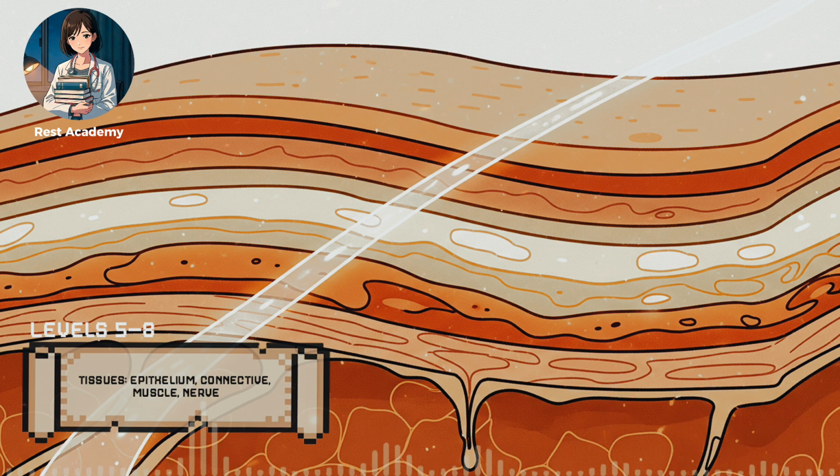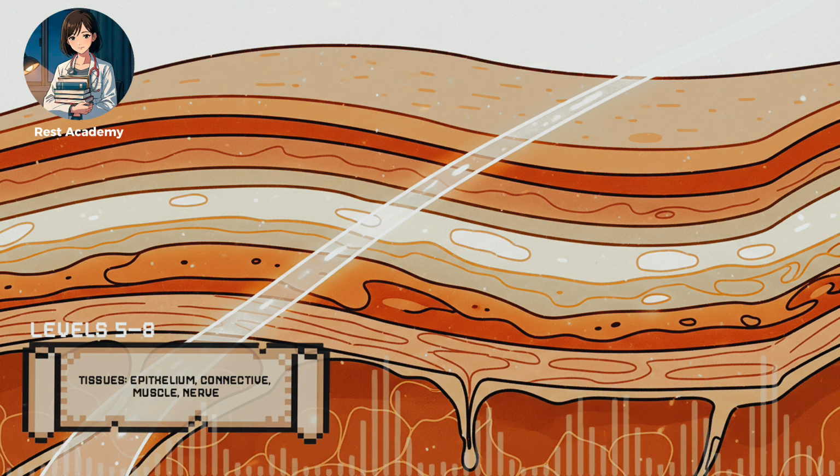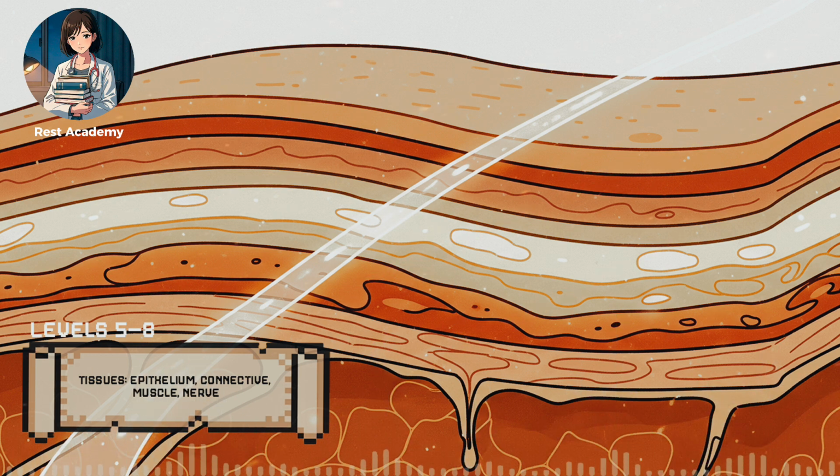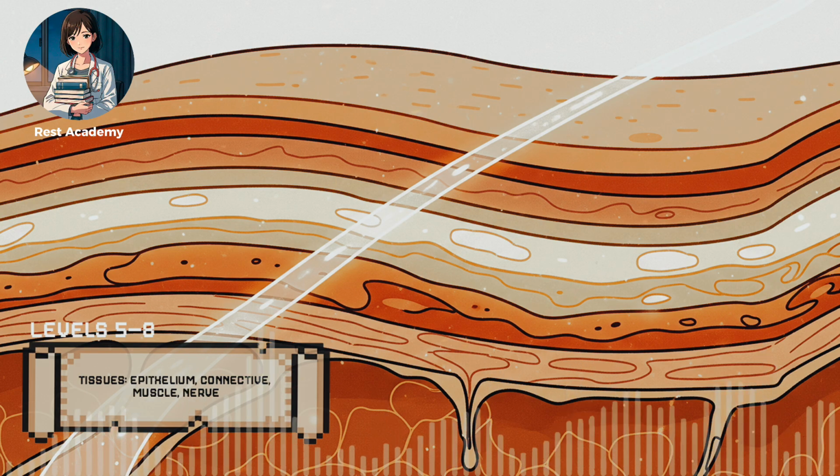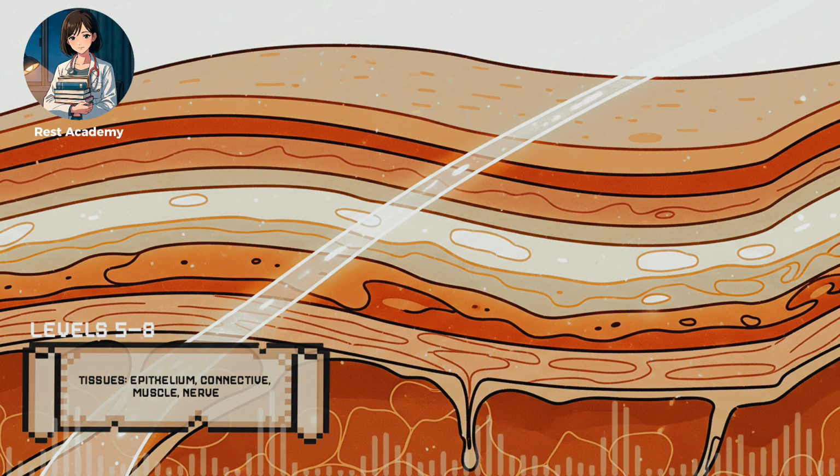During repair, fibroblasts may adopt contractile features as myofibroblasts, drawing wound edges together while laying down collagen. If signaling overshoots, scarring and stiffness follow. If signaling falters, instability or non-healing results. The frame is alive, and it listens to use.